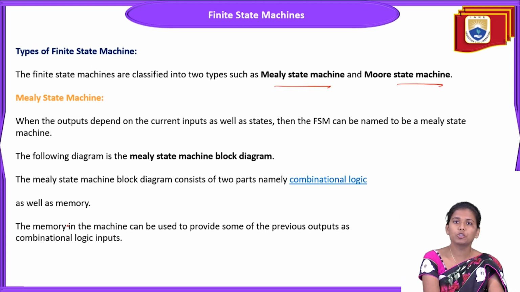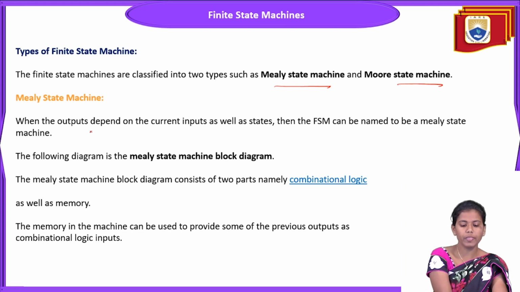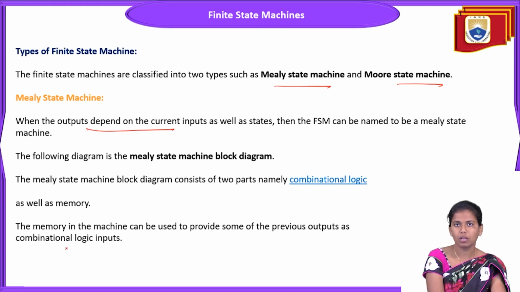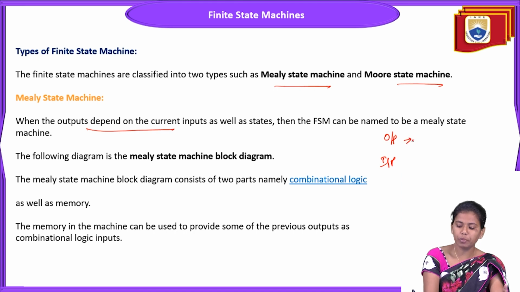Coming to Mealy state machines, when the output depends on the current inputs, then the finite state machine can be named a Mealy machine. One thing you have to remember here in this Mealy machine is that the output depends on the current inputs.